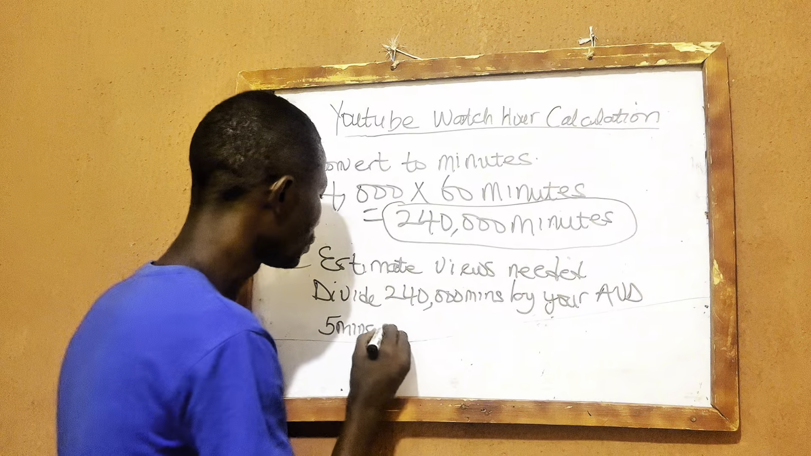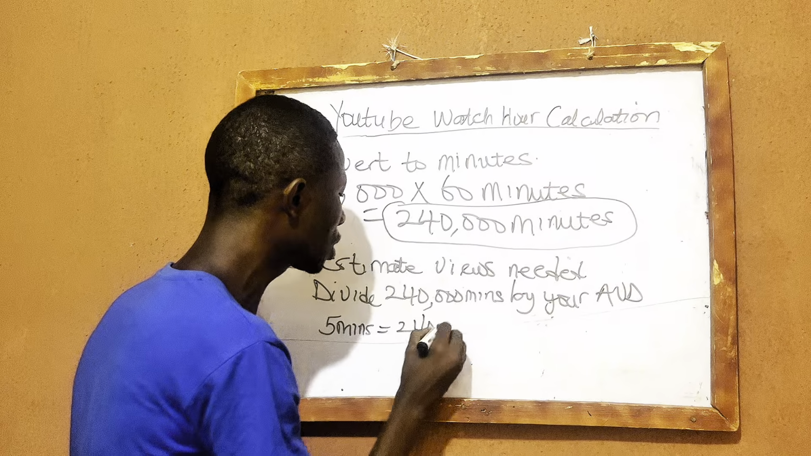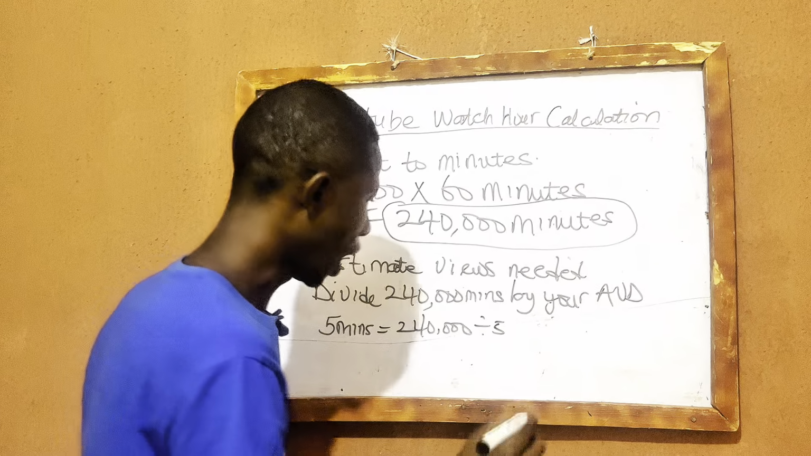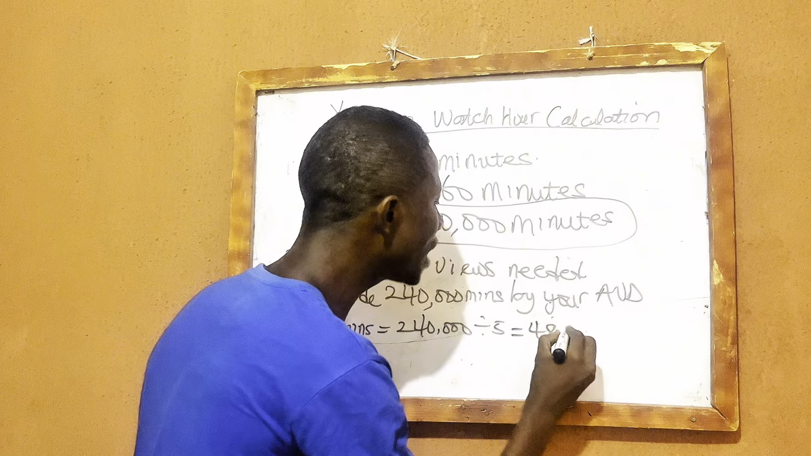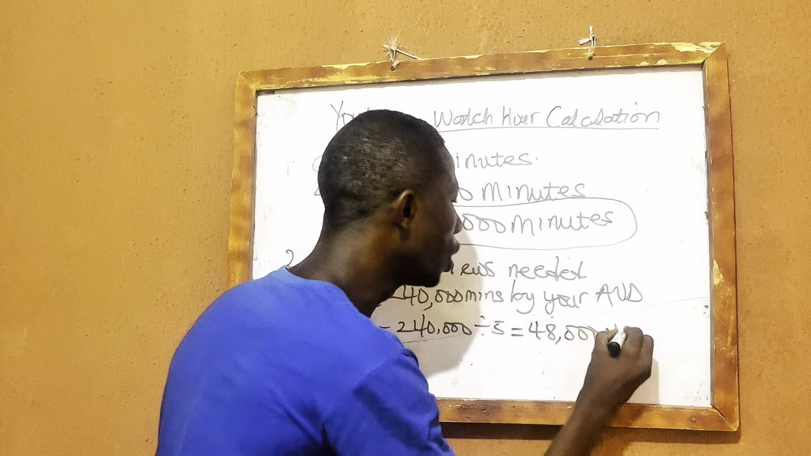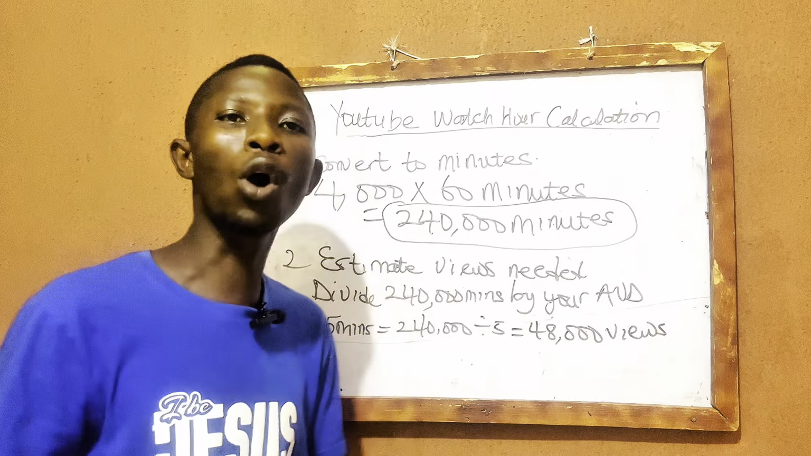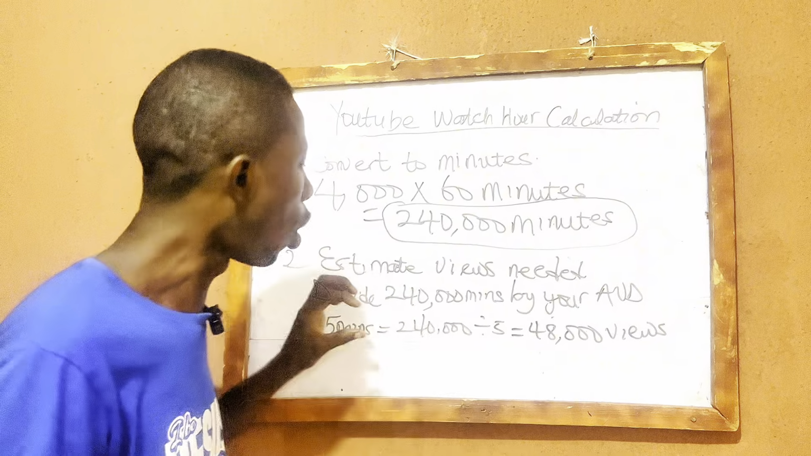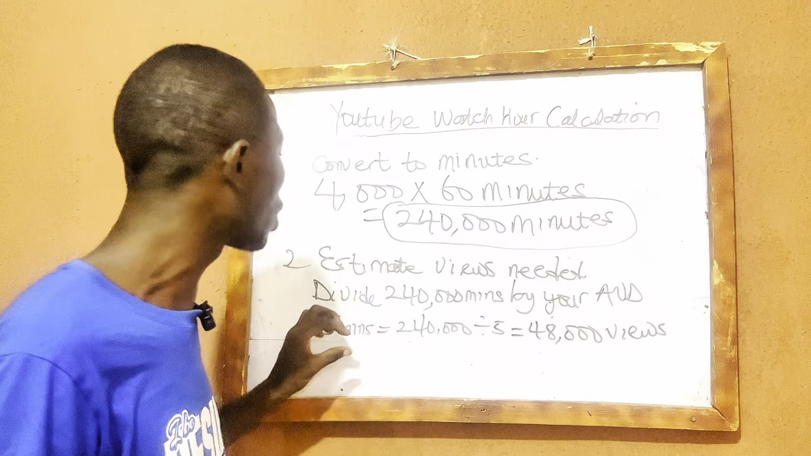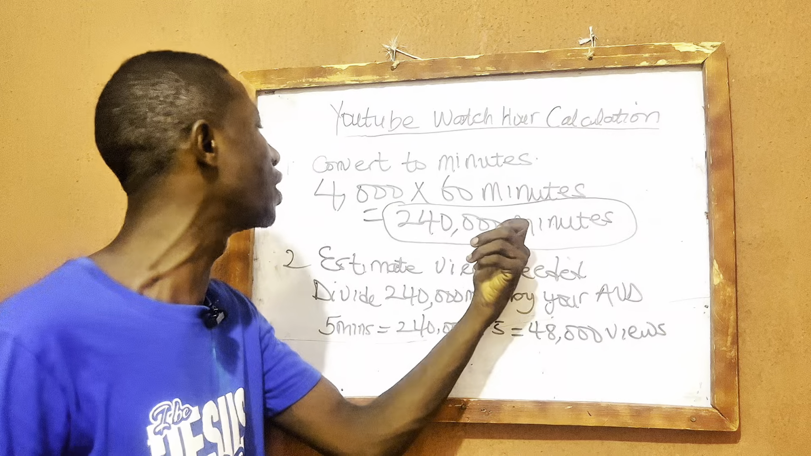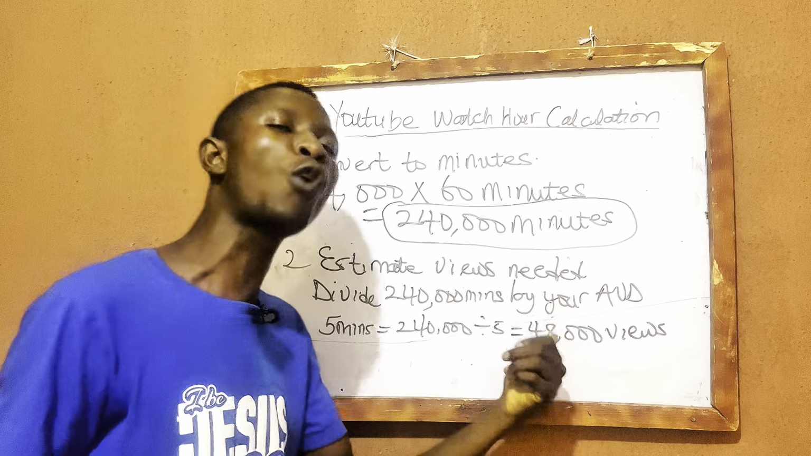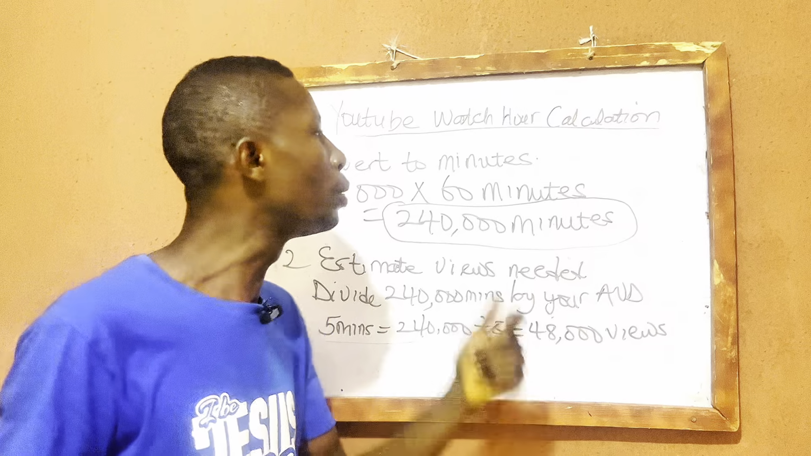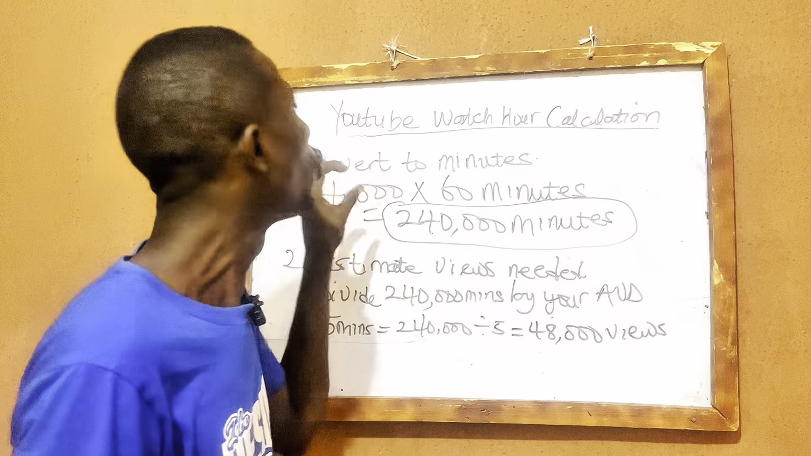Let's take an example: you have an average view duration of 5 minutes on your videos. Then 240,000 divided by 5 gives you 48,000 views. So if you always have a 5-minute average view duration on every video, you will need 48,000 views before you can have the 4,000 watch hours.